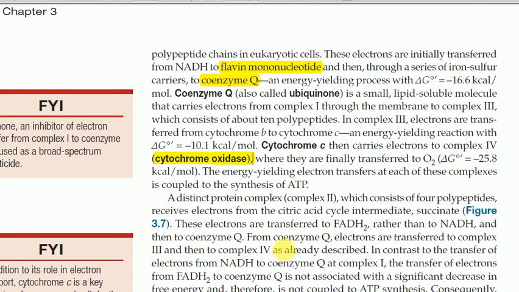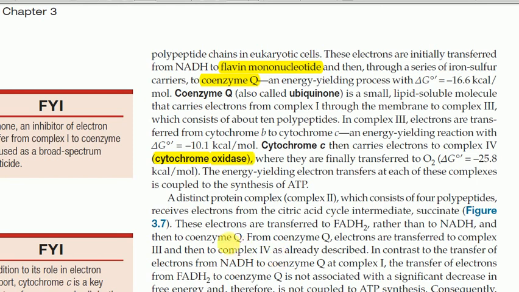Kwa electrons zinatoka kwenye complex 2 zinaenda kwenye FAD, zikitoka FAD zinaingia wapi? Zinaingia coenzyme Q moja kwa moja. Hazipiti kwenye njia ya flavin mononucleotide, zinapita kwenye nini? Kwenye coenzyme Q moja kwa moja. From coenzyme Q, electrons are transferred to complex 3 and then to complex 4.